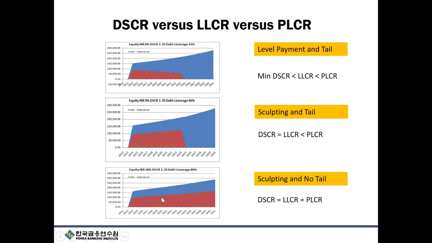The area is the same year by year, and the minimum is the same as last year. Then the LLCR is the same thing too, because we have no tail. If you have the same thing except put in a tail, the PLCR will be bigger and it will measure the value of the tail. If you don't have sculpting, then you have a wider buffer over time, and the DSCR is less than the LLCR, which is less than the PLCR.